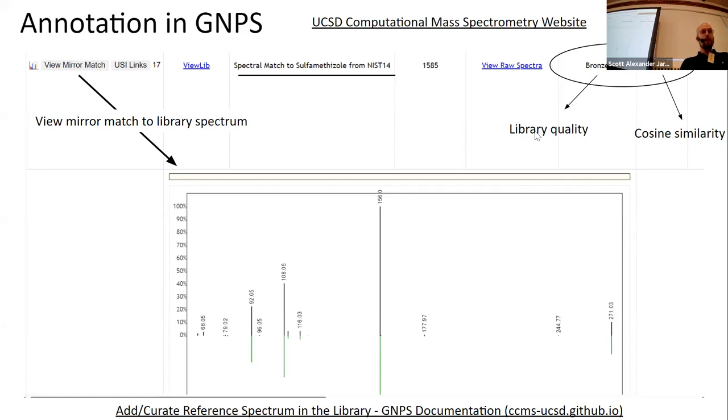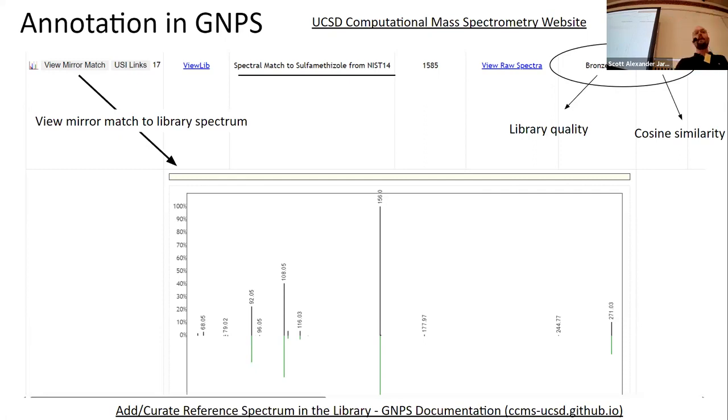And then importantly, over here on the right-hand side, you have these two categories. Over here, you have cosine similarity. This is the same cosine that's being used in order to create molecular families. This is how similar your raw data spectrum is to the reference spectrum. Again, I think the threshold cutoff for this, 0.7, is an arbitrary value. You can increase it. I would not recommend decreasing it.